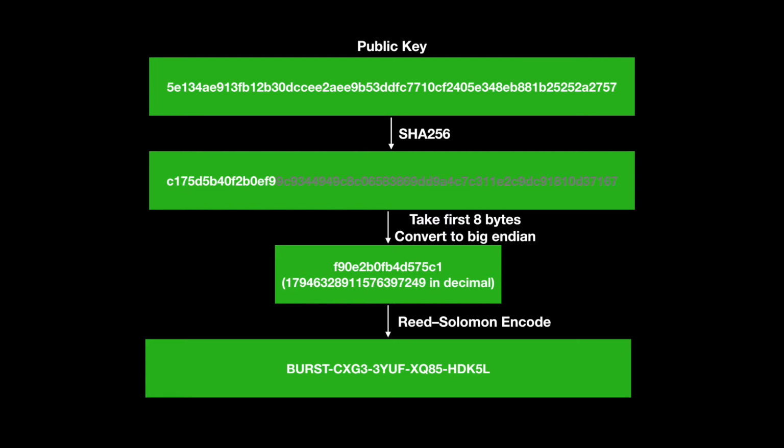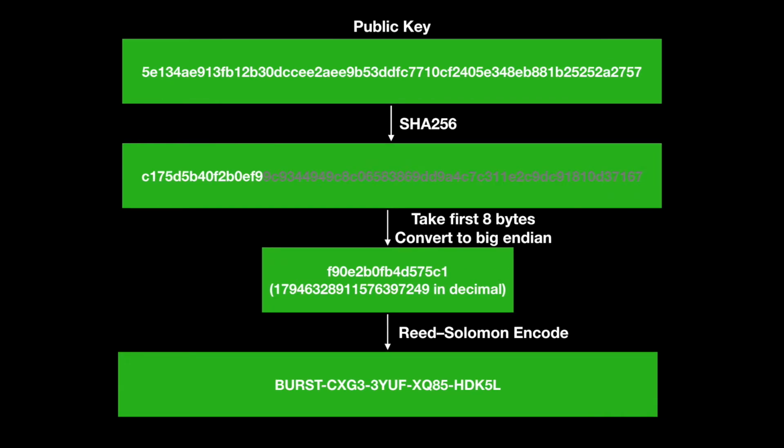From a public key perspective, how do we get to the address? Well, another SHA 256 operation, and then the first 8 bytes are reversed from endianness and converted to decimals. So you might recognize this type of number as an account number on the Burstcoin network. Then an algorithm known as Reed-Solomon is applied to generate the canonical address format. You'll note that the address does not contain all of the information in the public key.